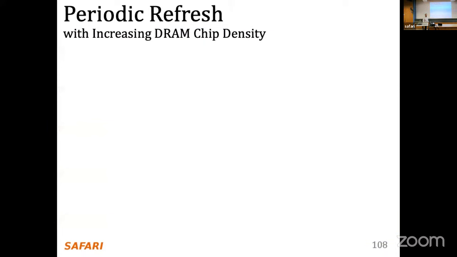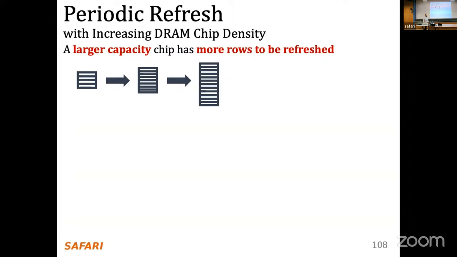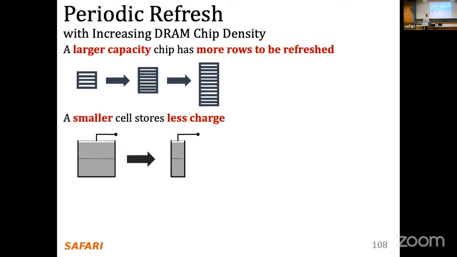And periodic refresh with increasing DRAM chip density causes more overhead. It's because now we have a larger capacity in the DRAM chip, and more rows need to be refreshed. And the cells also get smaller, so they store less charge, and with leakage, they can lose their charge more easily.